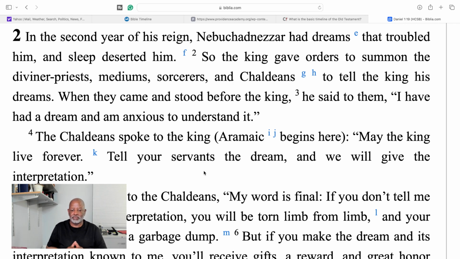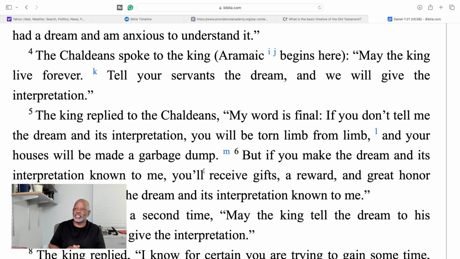And you're going to see that he recognized how Daniel and the others' wisdom and knowledge far, far exceeded the people he's calling. Now, this is also interesting for these guys, because you're going to see that he knows they're fake, and they're getting ready to get caught. Notice, Nebuchadnezzar says, look, I've had a dream. He says, I want to understand it. So verse 4, the Chaldeans spoke to the king.